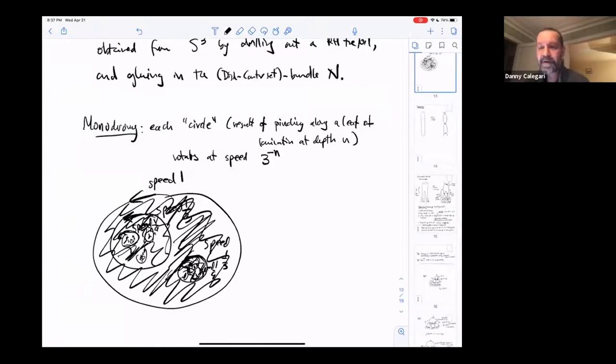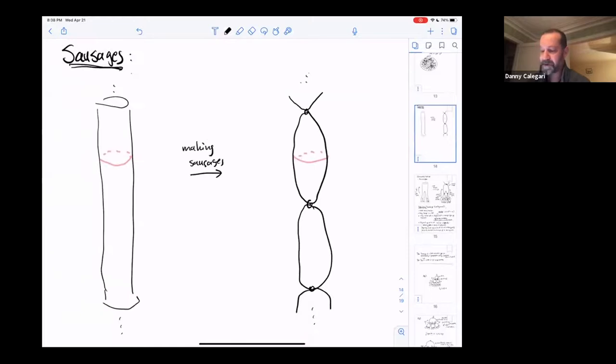So rather than go on to higher degree, I thought I would take a complete left turn and spend the rest of the lecture very briefly talking about the other side of the title, which is the subject of sausages. So how do you make sausages? So here's this picture that sort of explains what's going on. So here's how you make sausages.